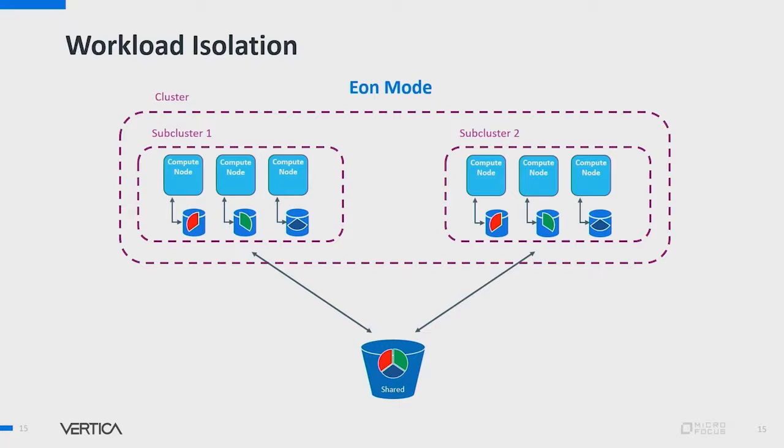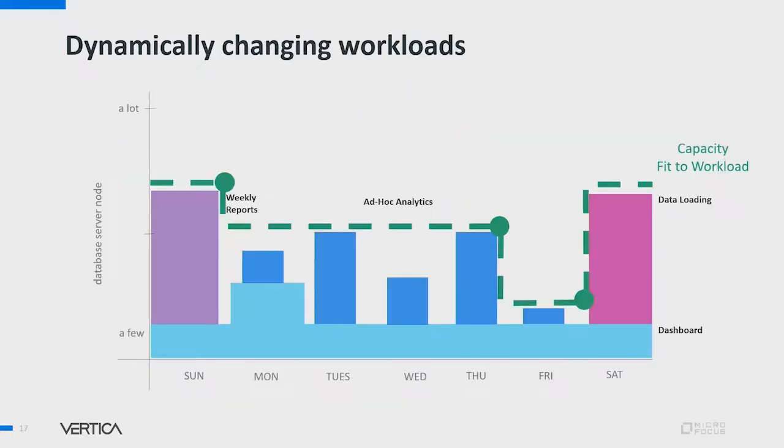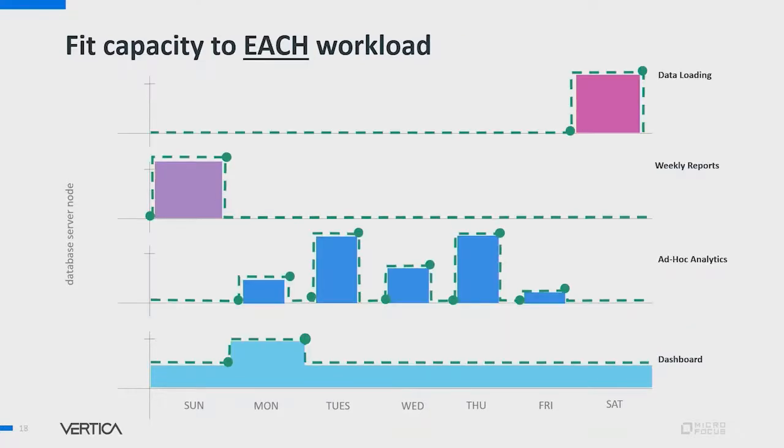Subclusters still belong to the same overall cluster. That is how they share metadata changes so that every subcluster is looking at the same fresh data. However, each subcluster works as an independent execution group. Subclusters can service vastly different workloads. The first subcluster might be servicing fast dashboard queries, while the second subcluster is servicing long-running analytic queries. Workload isolation between the subclusters means that the long-running queries in subcluster 2 will not impact the short-running queries in subcluster 1.